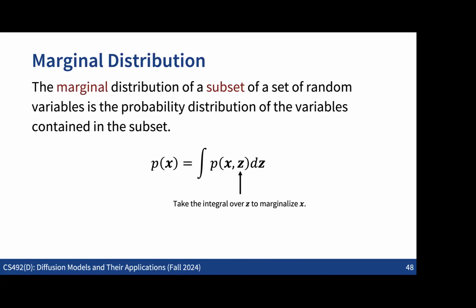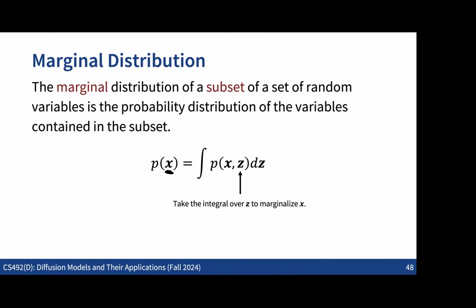So, marginal distribution. Marginal distribution is basically when you have a joint probability distribution for multiple random variables. Marginalization is the process of getting the probability distribution only for a subset of the random variables. For example, when you have both x and z as random variables, to marginalize for x we just take the integral over z. Then we only have the marginal distribution for x here. Right? So this is called marginalization.